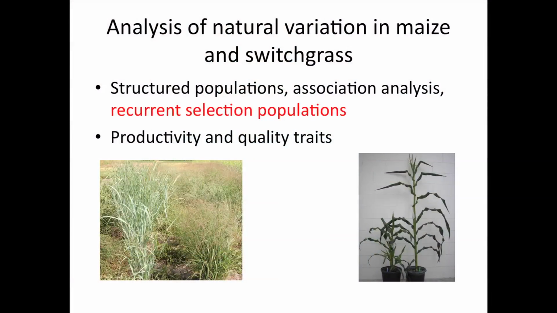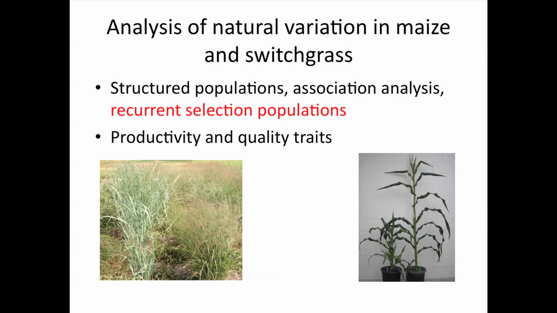We're working on maize and switchgrass in the Great Lakes Bioenergy Research Center. Switchgrass, of course, is a more recently domesticated crop species. Lots of complexity, so we're using maize and some other grasses as models. I'm going to talk today about some of our results from maize. In our studies of natural variation, we're looking at structured populations, association populations, and specifically today I'm going to talk about some results from looking at recurrent selection populations, populations that have been bred over time for specific traits. In general, we're interested in overall productivity and quality traits in the context of biofuels.